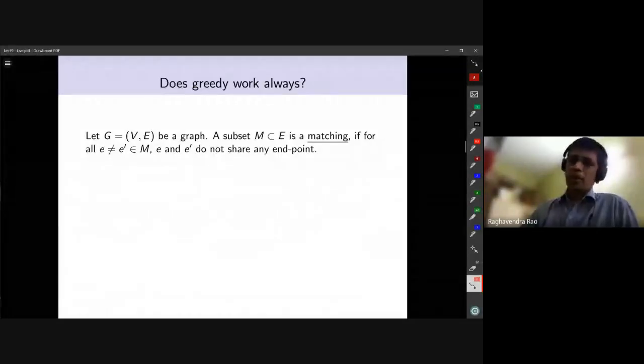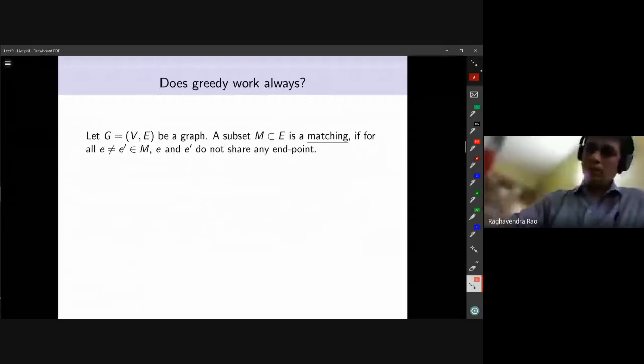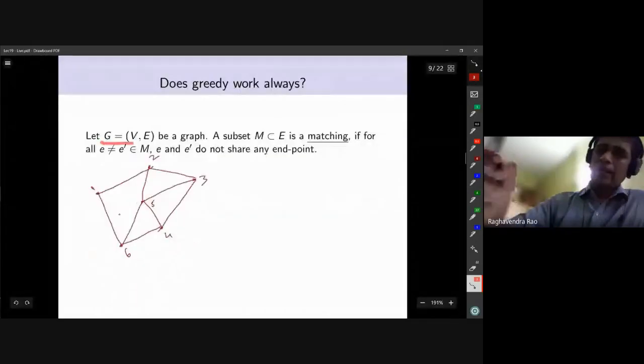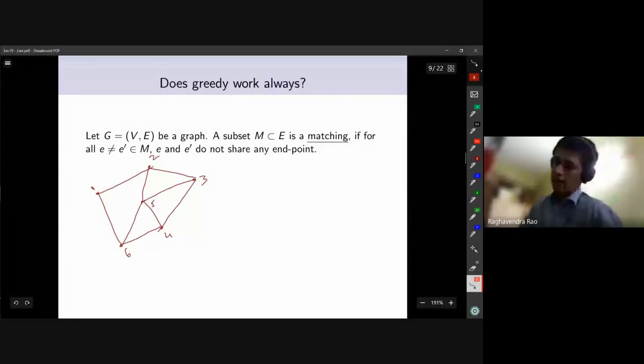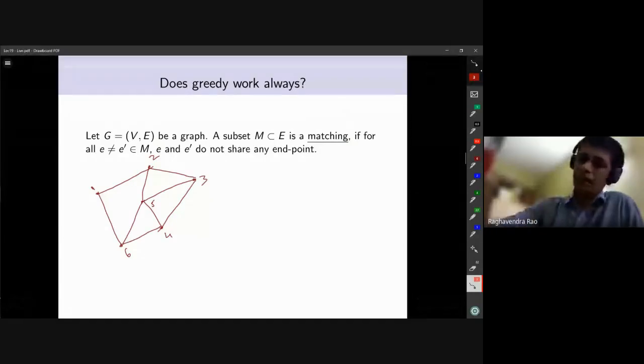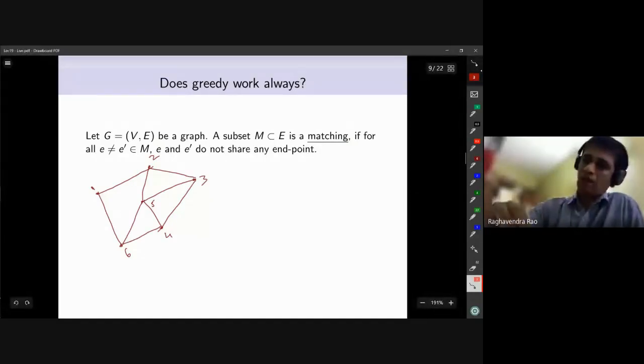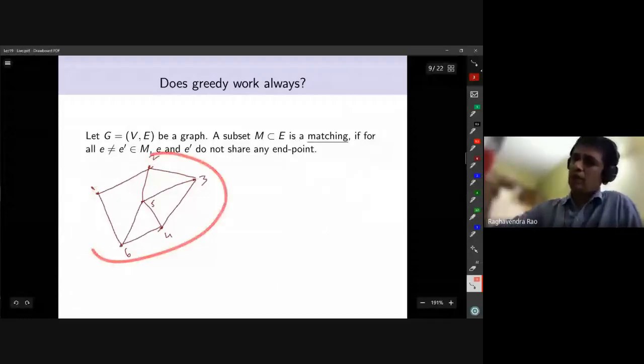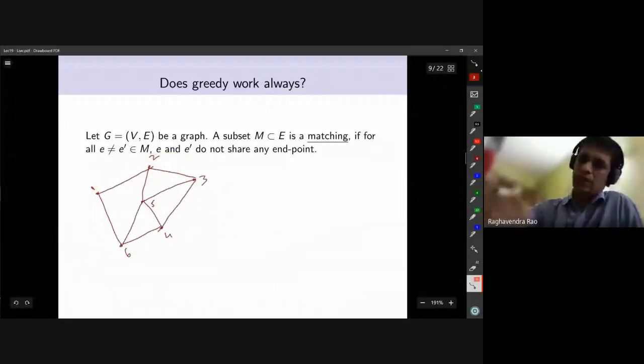Here the input is an undirected graph. We say that a subset of edges is a matching if for every pair of edges in the subset, they do not share any endpoint. I'll give an example with this graph here with 6 vertices. Let's consider a matching, maybe with the green edges.